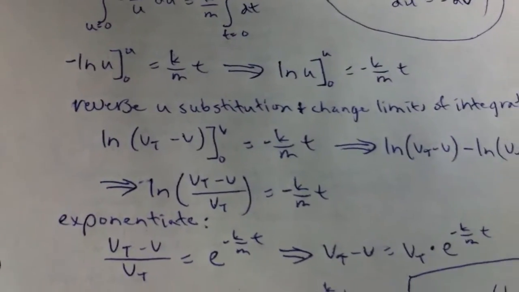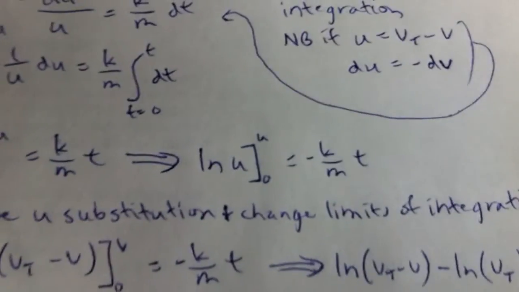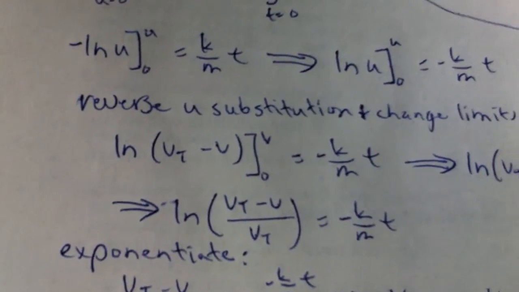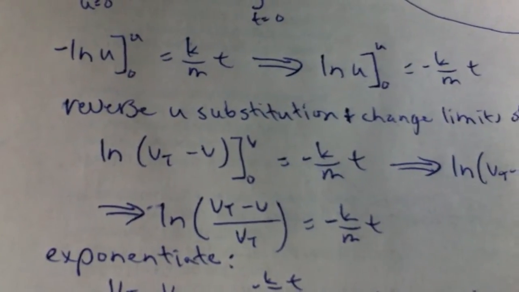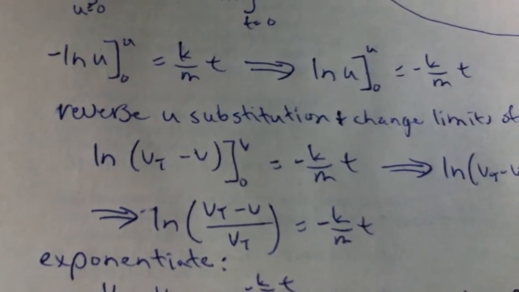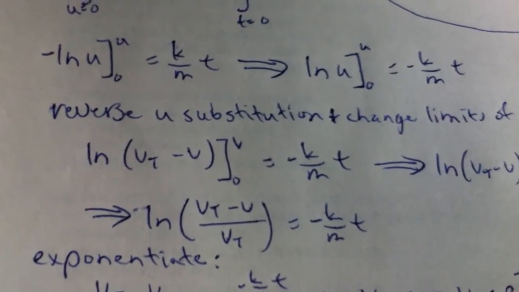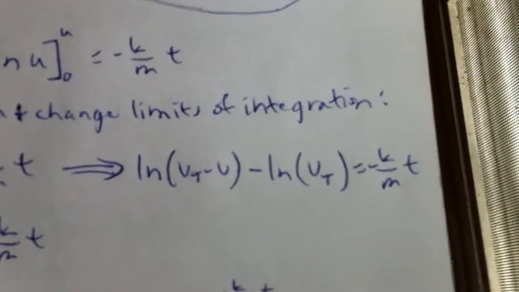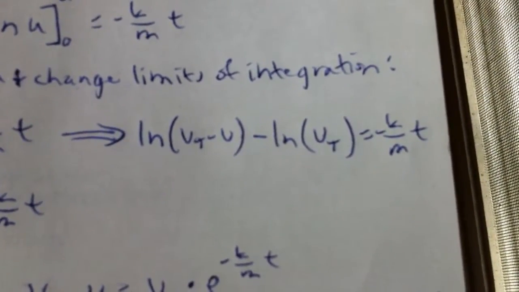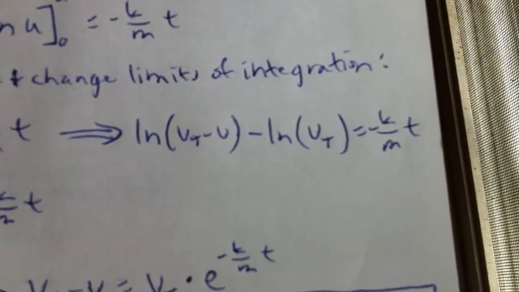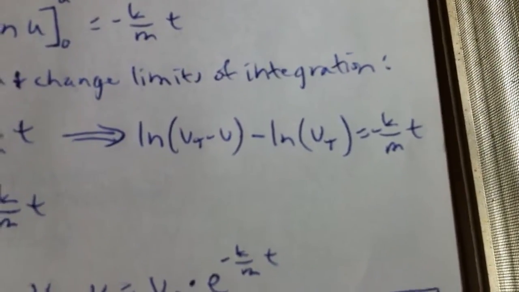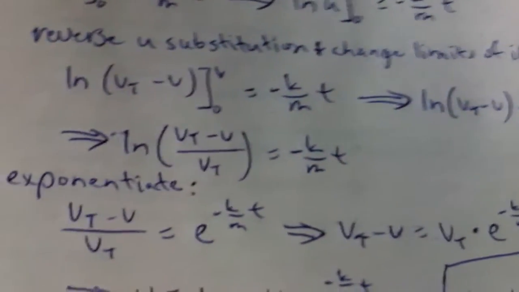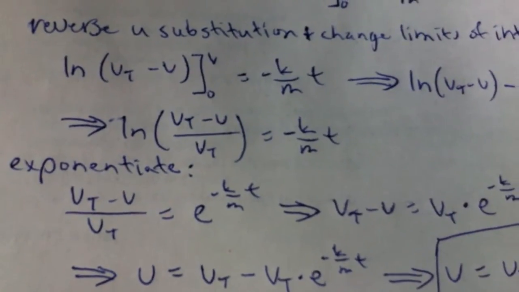Well, let's reverse our u substitution. So instead of ln u from 0 to u, we're now going to have ln of vt minus v, and we're changing the limits of integration to 0 to v. So you can see that expression when we calculate that definite integral over those limits of integration. Here's what we get. Using our rule for logarithms, when you subtract a log, it's the same as dividing, so that expression is the same as this.